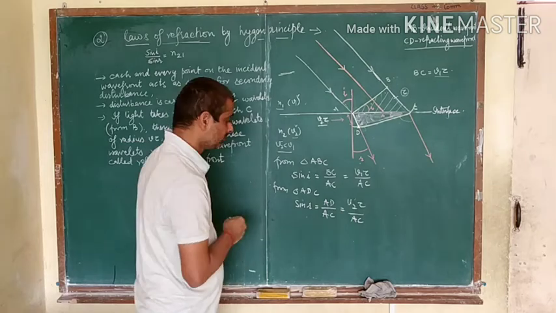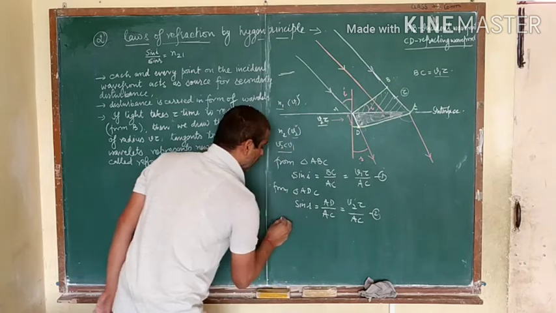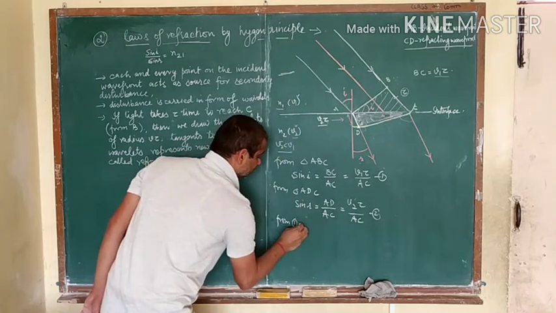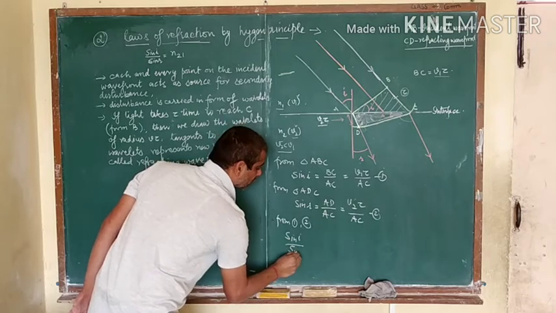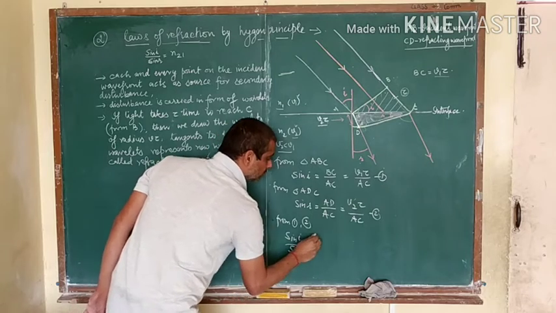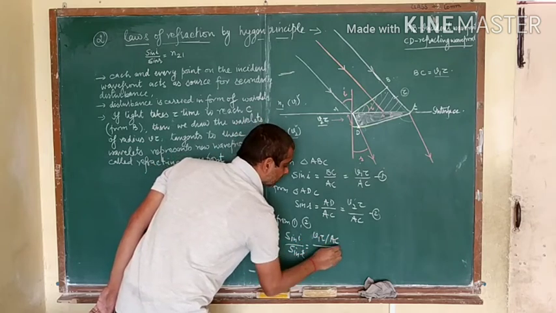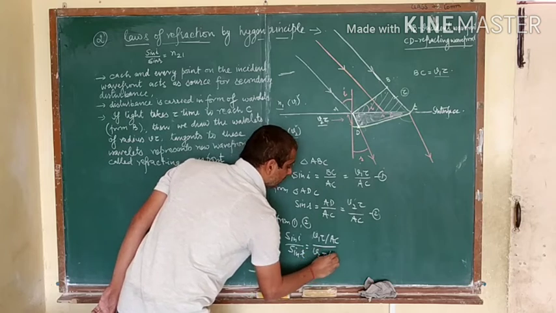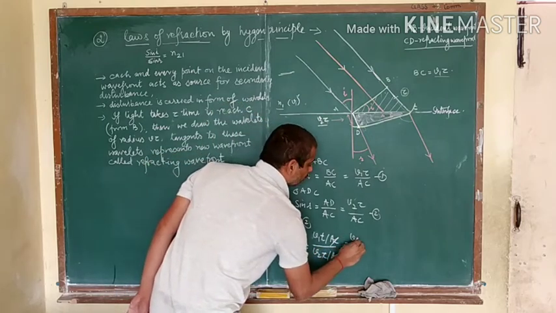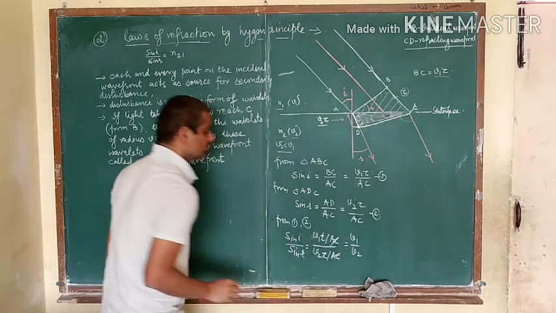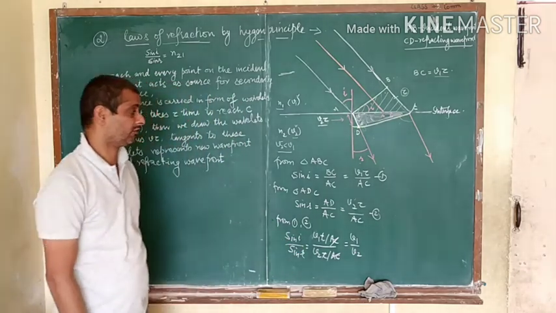So taking the ratio, from 1 and 2, I take this as 1, this as 2. So what you get? Sine of angle of incidence to the sine of angle of refraction is equal to V1 tau divided by AC, V2 tau divided by AC. So AC gets cancelled out, tau gets cancelled out, you are left with V1 divided by V2. So this is your ratio of sine of angle of incidence to the sine of angle of refraction.